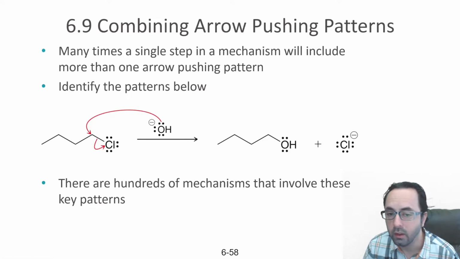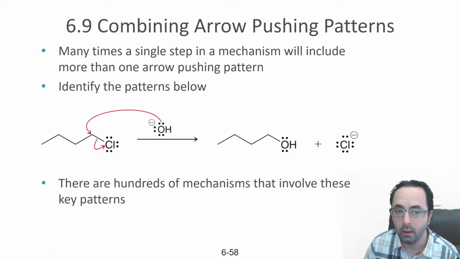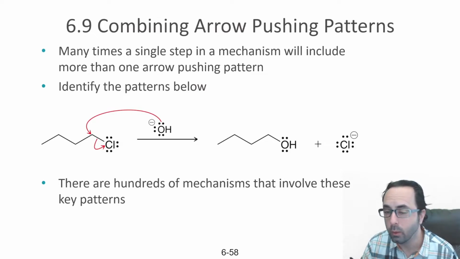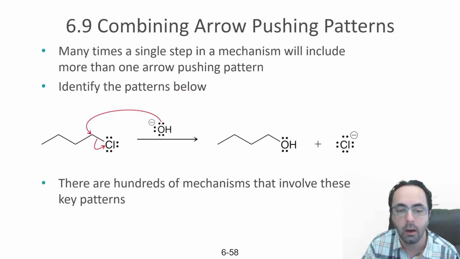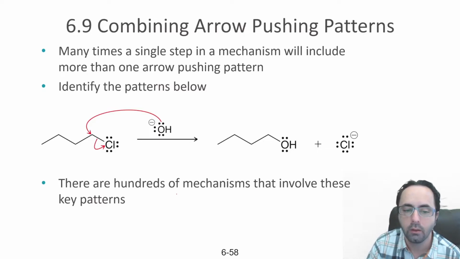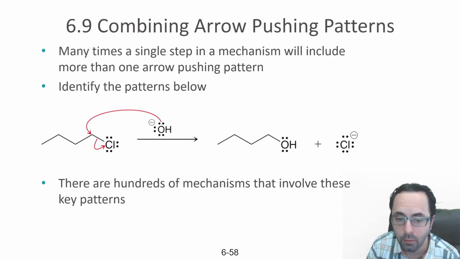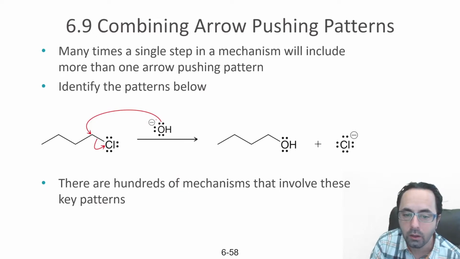A lot of the times, as you saw previously, we can have lots of different steps in a mechanism. Sometimes a single step will include more than one of the arrow pushing patterns, especially when they occur simultaneously in time. So there's one type of reaction in which a nucleophile attacks and a leaving group leaves at the same time. This arrow here shows the nucleophile attacking this positive carbon.